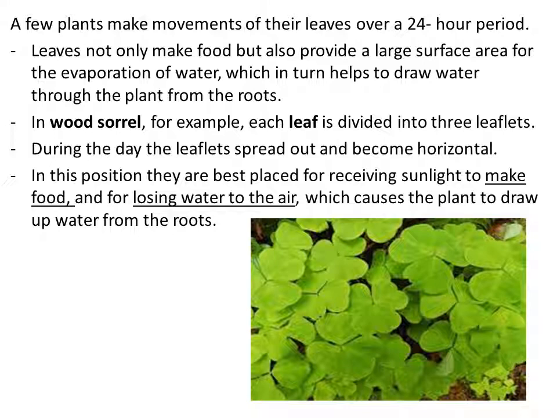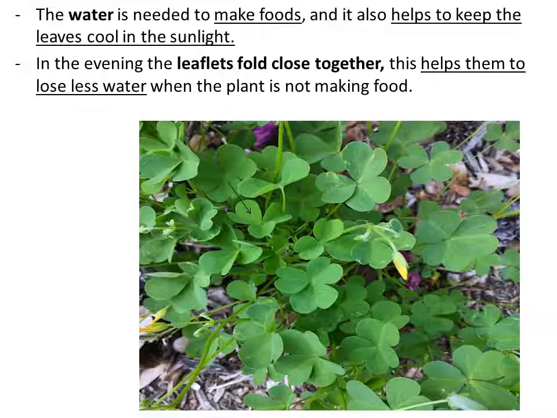When it's opened like this and it is horizontal, it is the best to get sunlight in order to make food, and for losing water to the air, which causes the plant to draw up water from the roots. The water is needed to make foods, and it also helps to keep the leaves cool in the sunlight.